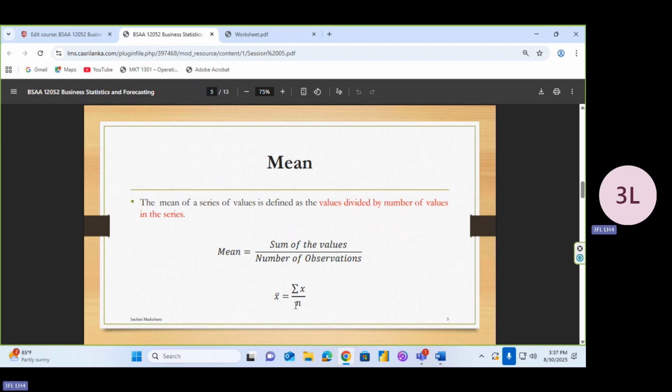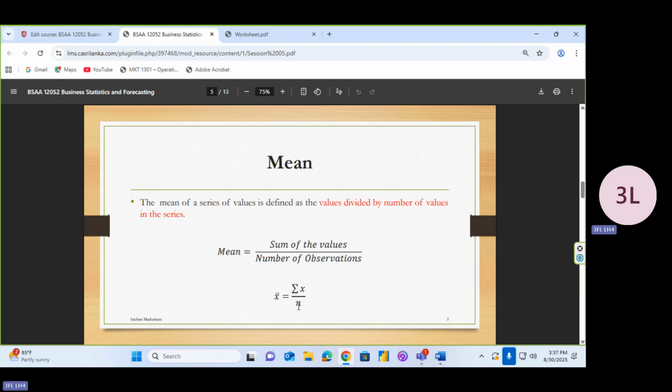Now clear? We need to find the sum of all the observation values. Normally any observation we denote by x or y; most of the time we use these two letters only. Then we take the sum of the values, the total, which we denote by sigma. Then sigma x divided by the number of observations, which means how many units are in our sample, the size of the sample, n. This is the way we can find the x bar value manually.